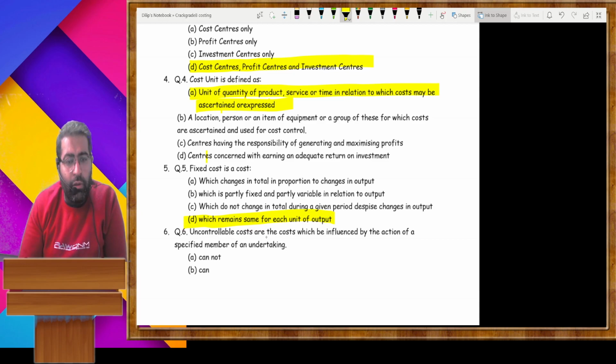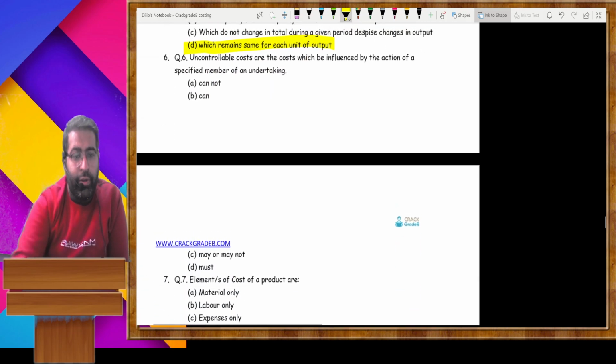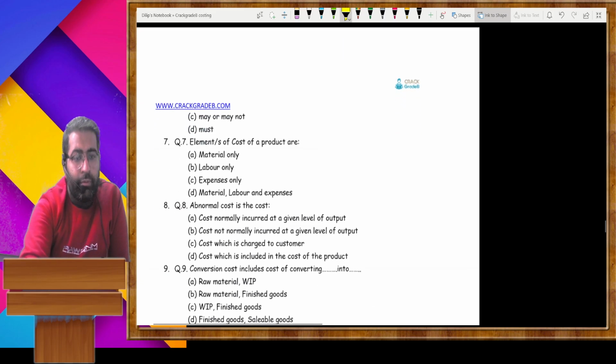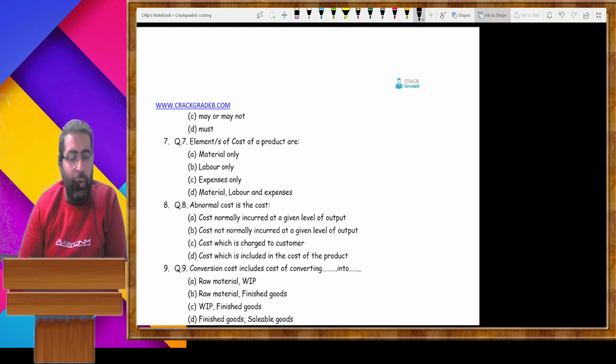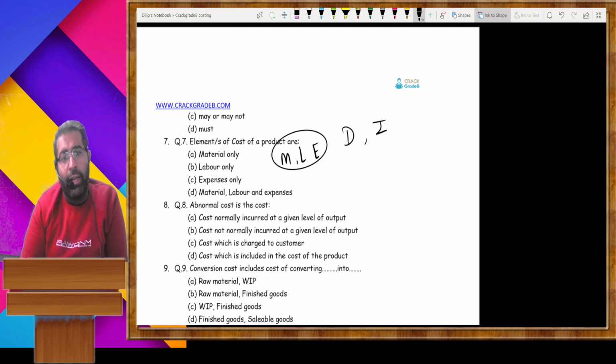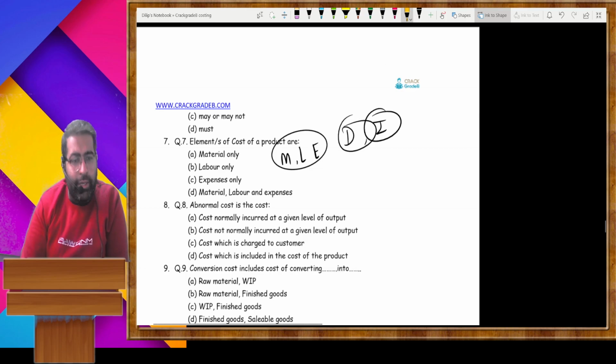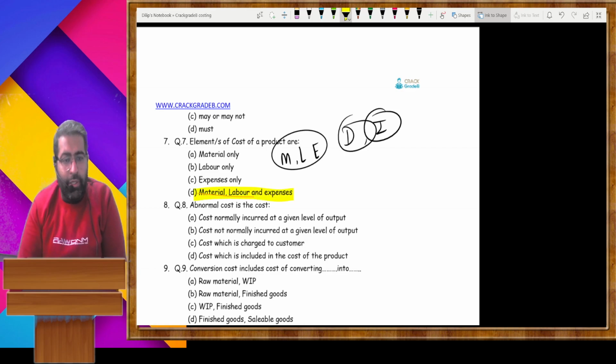Uncontrollable costs are the costs which cannot be influenced by the action of a specified member of an undertaking. Uncontrollable cost is not controlled, so it cannot be controlled. Answer. Element of cost. We discussed right now in this lecture. In a cost there is material, there is labor, there are expenses, either direct or indirect. So the answer is here: material, labor, and expenses.